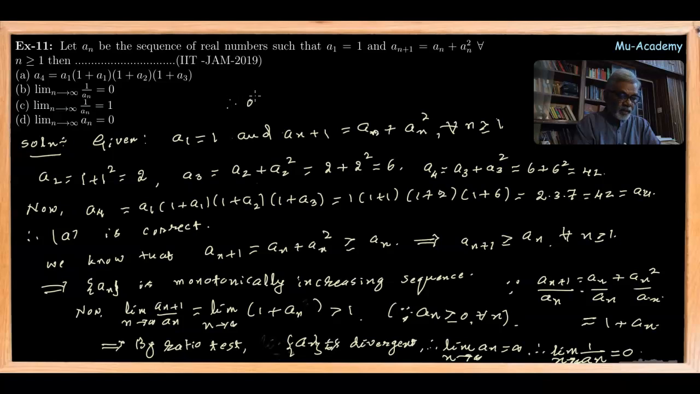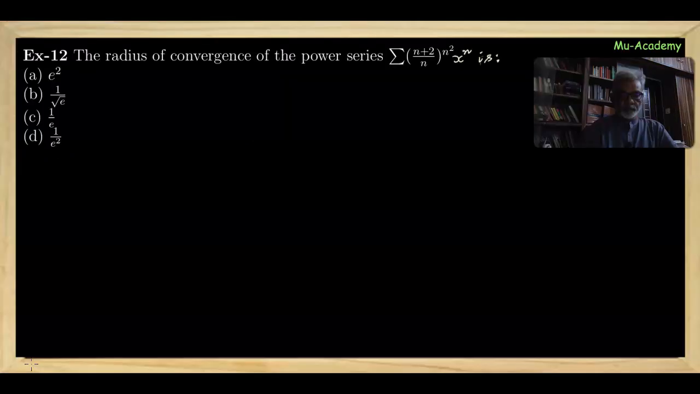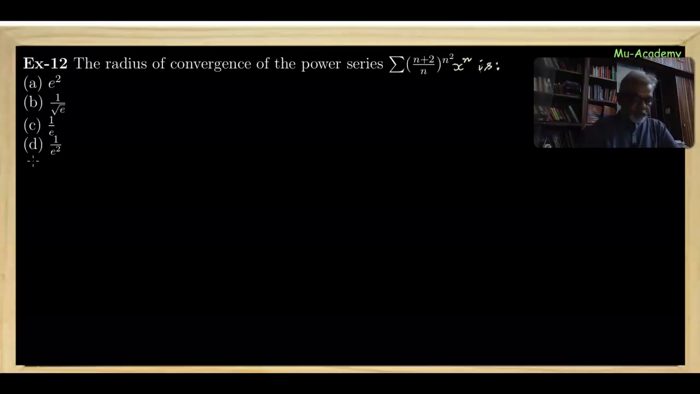Therefore option B, 1 by an, is correct. And hence option A and option B are correct, and C and D are not correct. That is the solution for this.